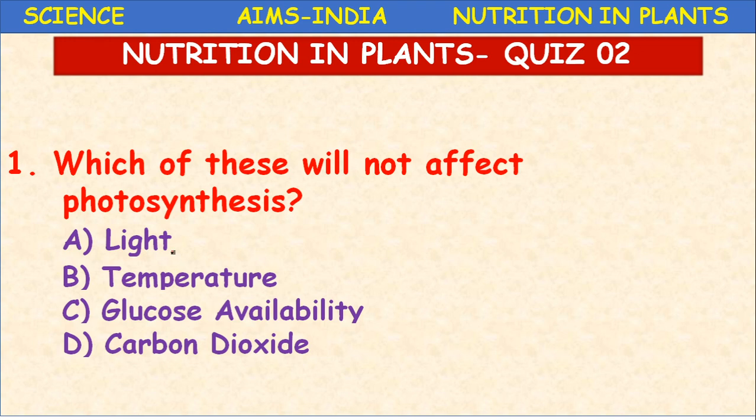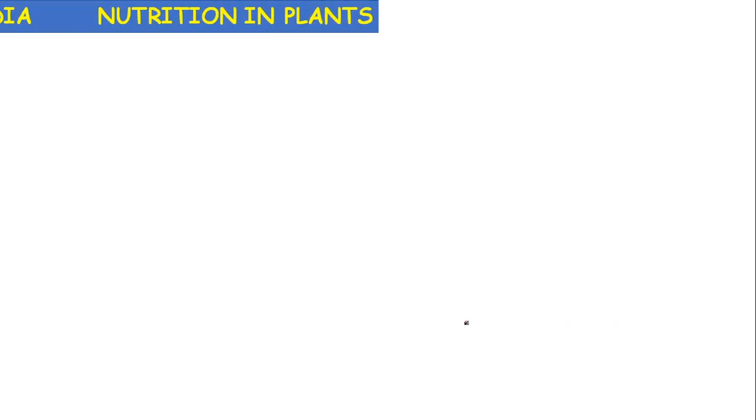Is it light? No. Temperature? No. Carbon dioxide? No. These are essential requirements. Optimum temperature, light and carbon dioxide are required. So here the answer is glucose availability. Glucose availability will not affect photosynthesis. C is the correct answer.